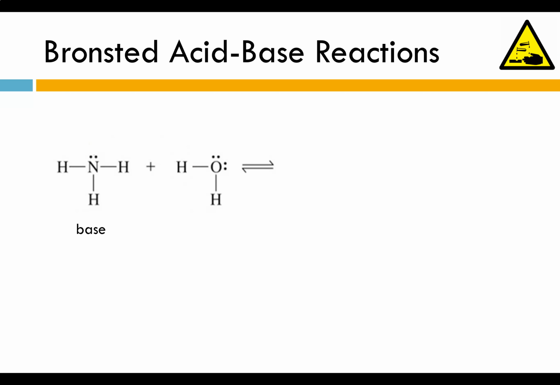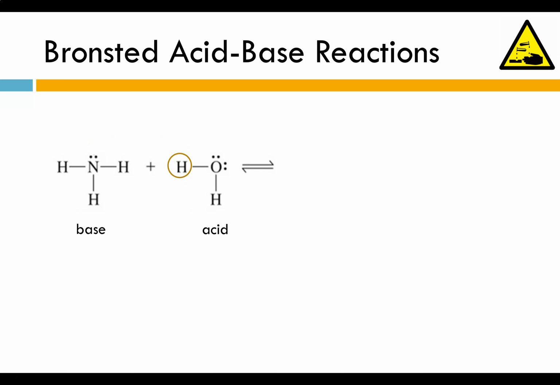We know in this case ammonia is going to be our base, our proton acceptor, and water is behaving as an acid. Remember, we're not saying that water is acidic. If you were to try to take the pH of water, it's still going to be 7. But in this case, because it's behaving as a proton donor, it is behaving as a Bronsted-Lowry acid.